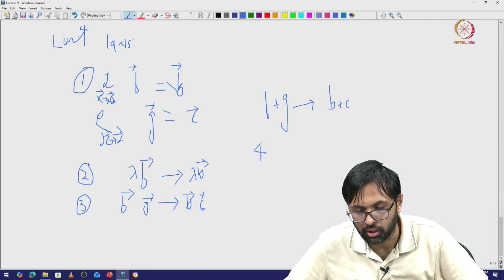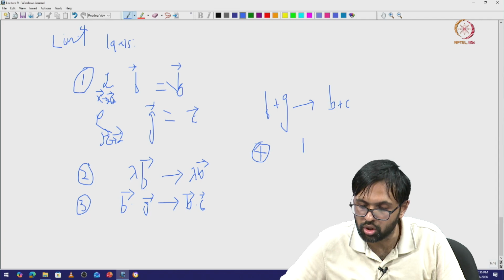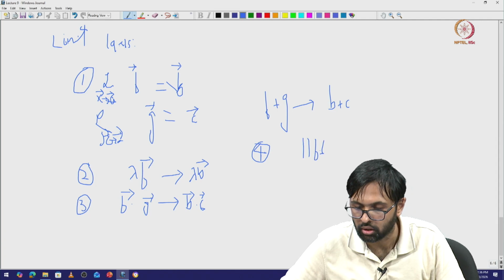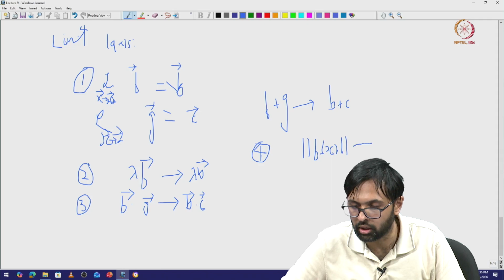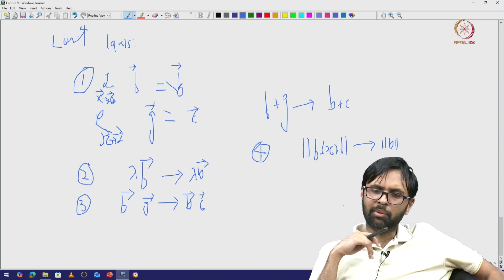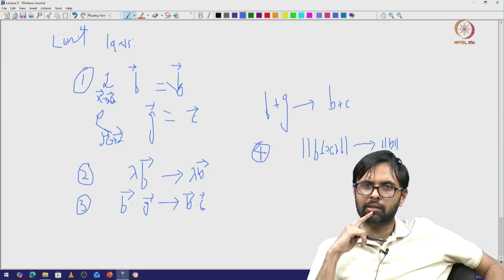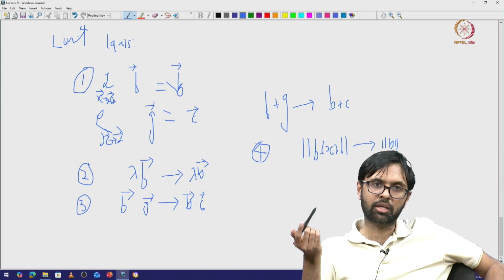Likewise, the fourth property is that the limit of the norm of f exists. The limit of the norm of x exists as x goes to a, and it goes to the norm of b. Okay. So the limit of the norm of x exists and it goes to the norm of b. This is to be expected, of course.